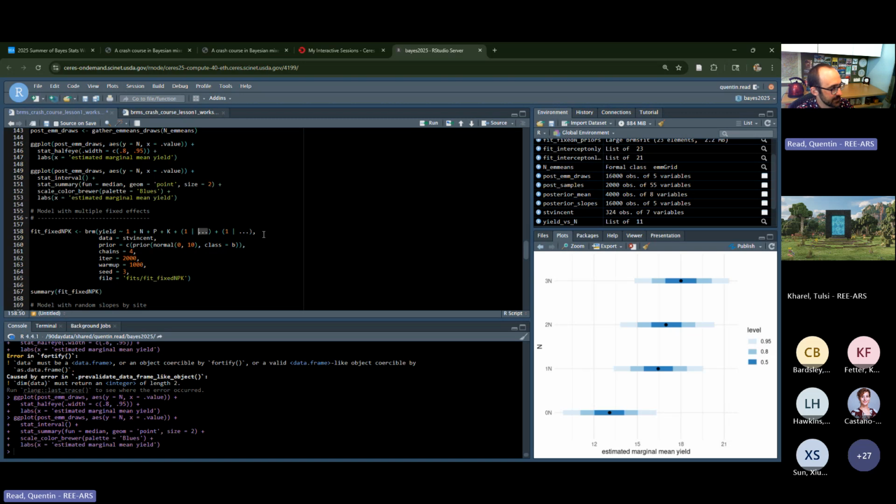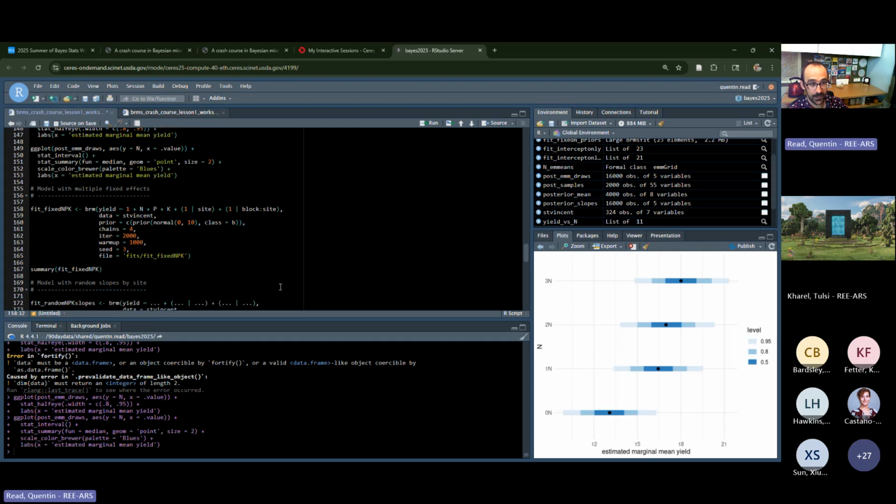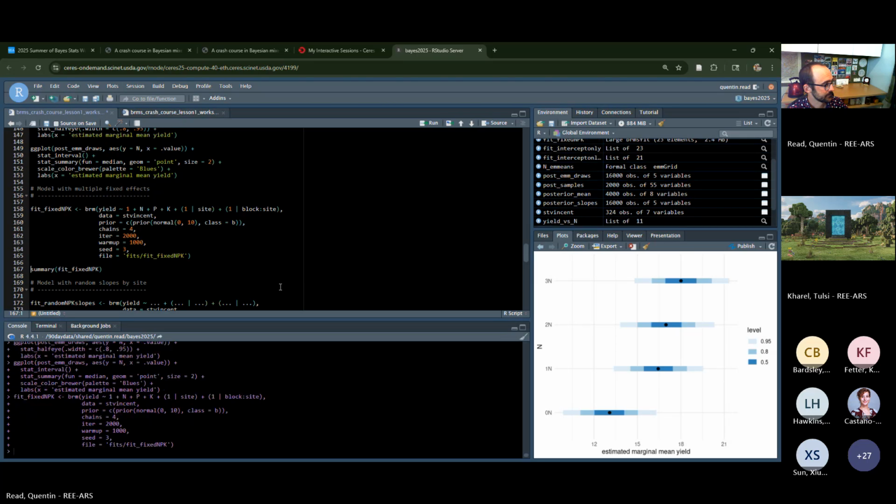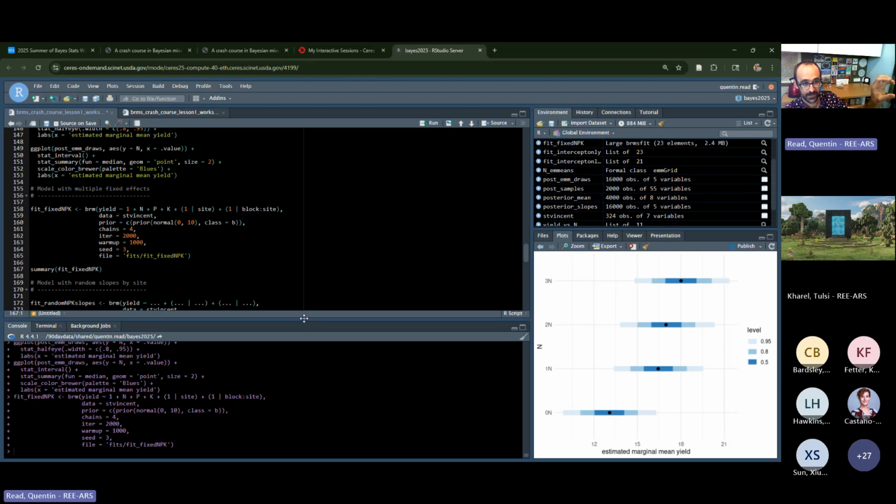And then we had site as our first random intercept, and block colon site for block nested within site as our second random intercept. Other than that, I changed the random seed just because, but the code is all the same as before. So I haven't put any blanks there. I'm going to hit Control Enter and run that. And because I have the pre-fitted model object saved in this directory, it did not have to compile and run.